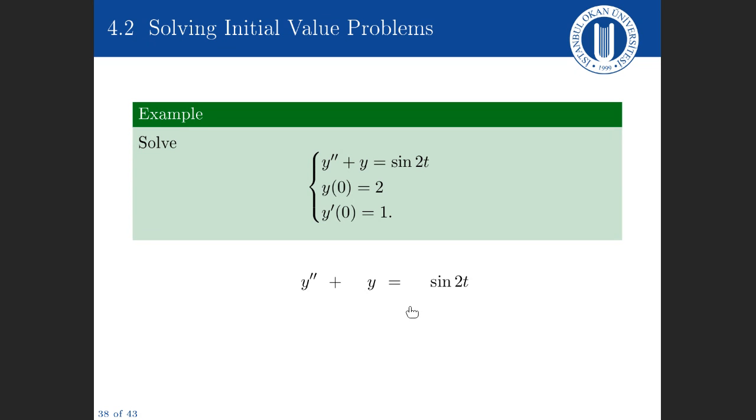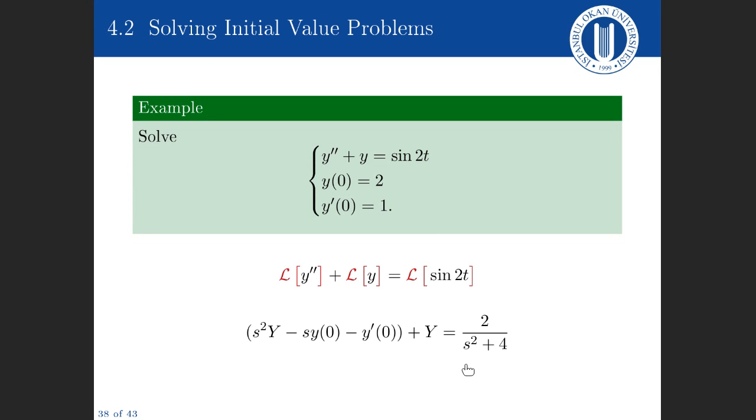So we start with the differential equation, and we take the Laplace transform of everything. We use our formulae. Instead of the Laplace transform of y double prime, we write s squared capital Y minus s y at 0 minus y prime at 0. Instead of the Laplace transform of small y, we just have capital Y. Instead of the Laplace transform of sine 2t, we have 2 over s squared plus 4.